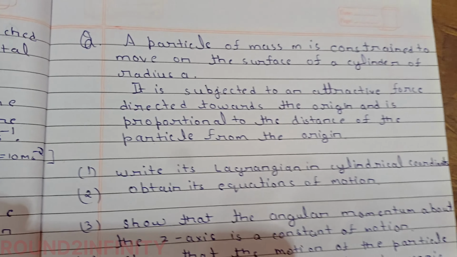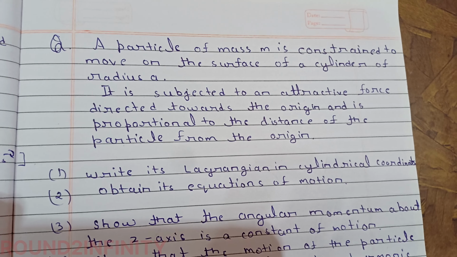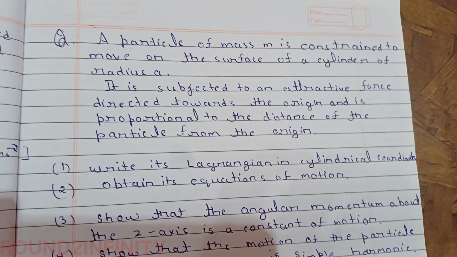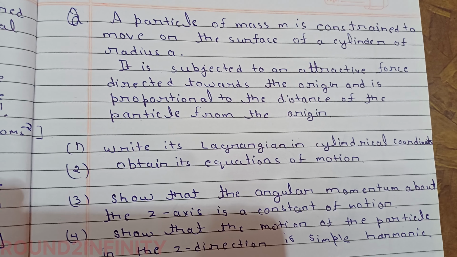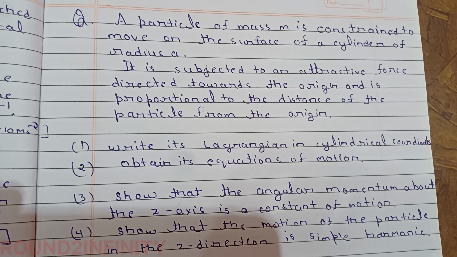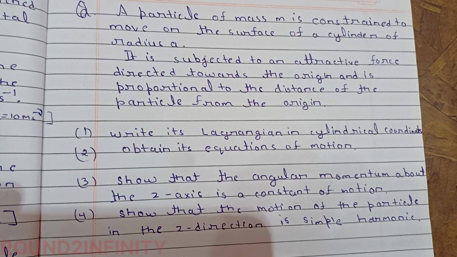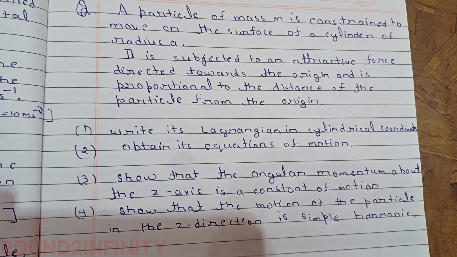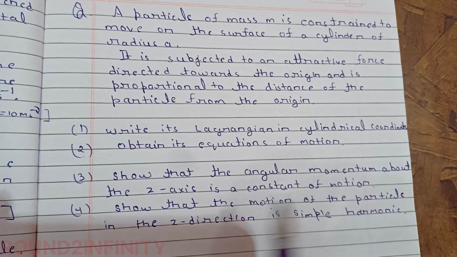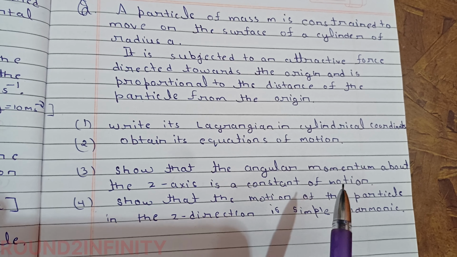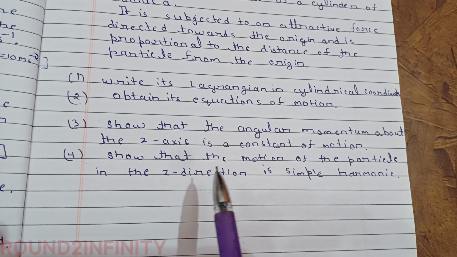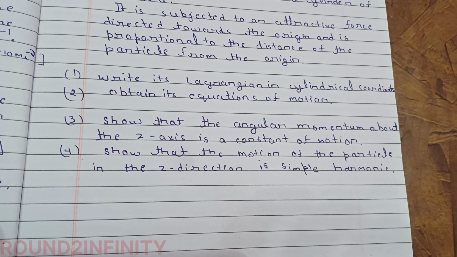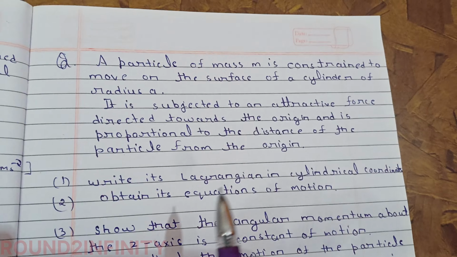Here is your question. A particle of mass m is constrained to move on the surface of a cylinder of radius a. It is subjected to an attractive force directed towards the origin and proportional to the distance of the particle from the origin. So we need to write the Lagrangian in cylindrical coordinates, then obtain the equation of motion, so that angular momentum along the z-axis is a constant of motion. Then we need to prove that the motion of the particle is simple harmonic along the z direction. So let's see the question.